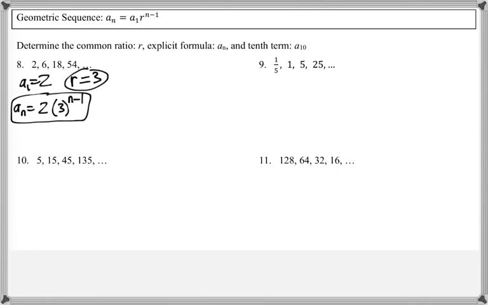Okay, so I still need to find the 10th term, so I need to plug in 10, and A10 is equal to 39,366.